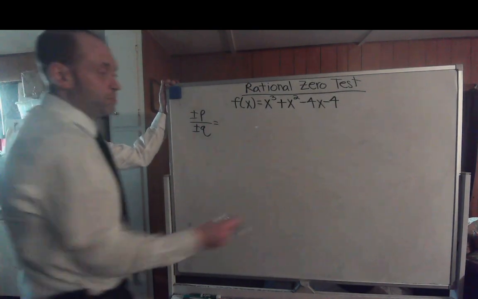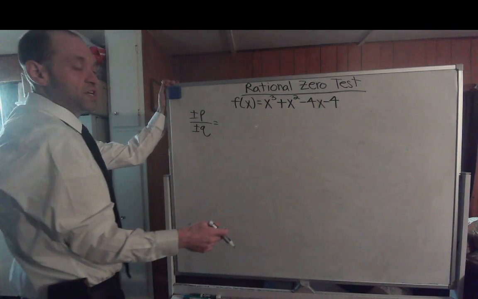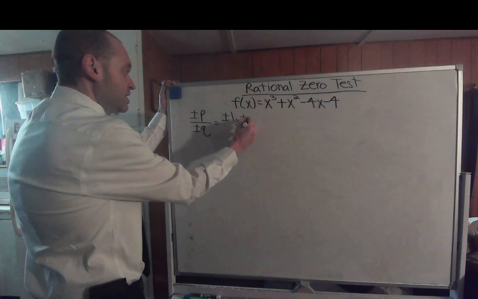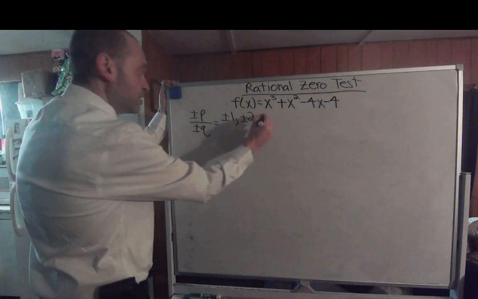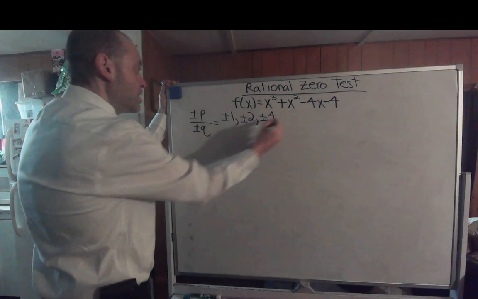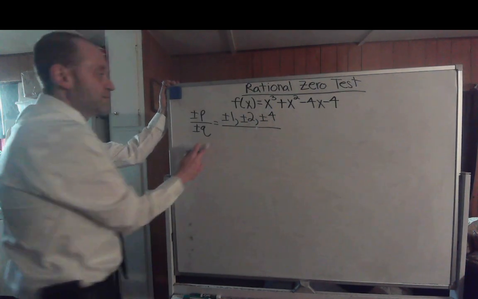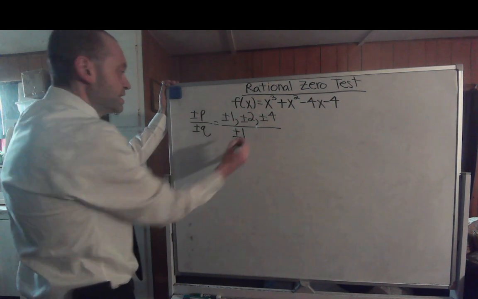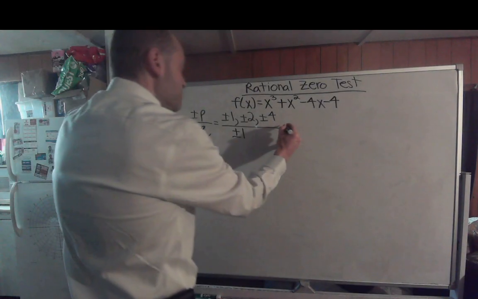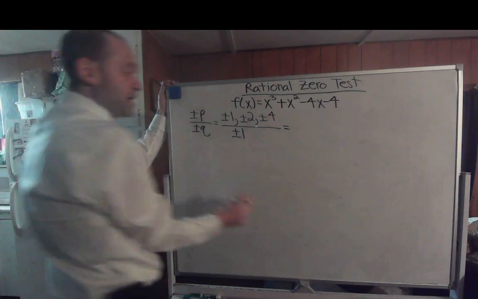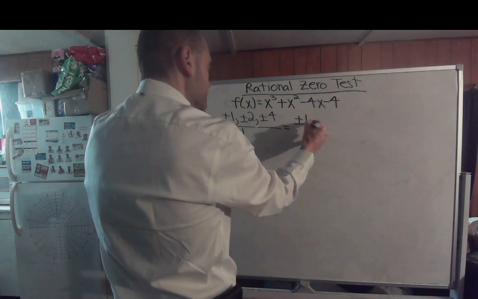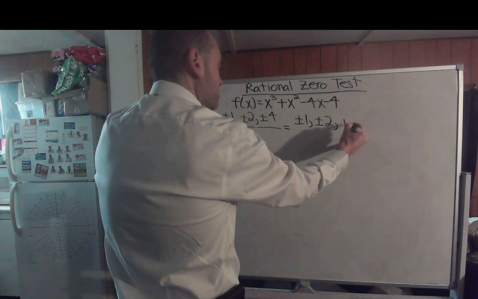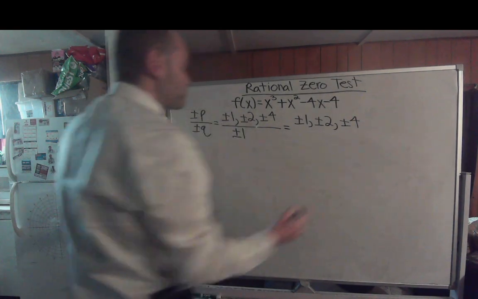So positive and negative factors of 4, you have plus and minus 1, plus and minus 2, and then plus and minus 4. Over positive and negative q, positive and negative factors of 1 are just that, plus and minus 1. So that means in the end, your possible rational zeros are plus and minus 1, plus and minus 2, and plus and minus 4.